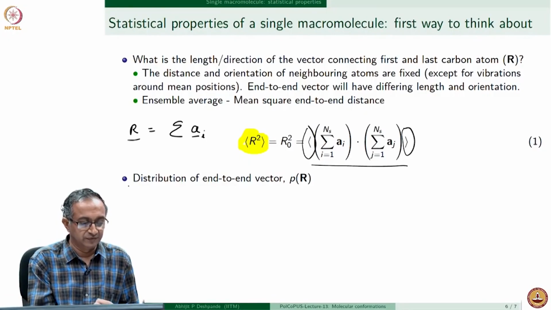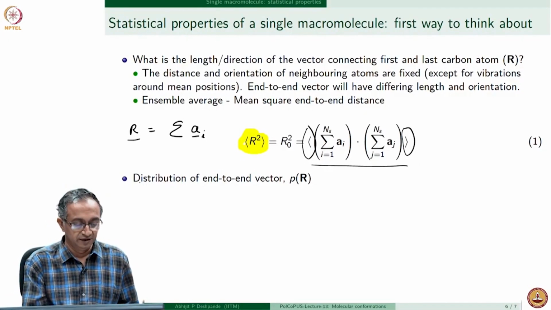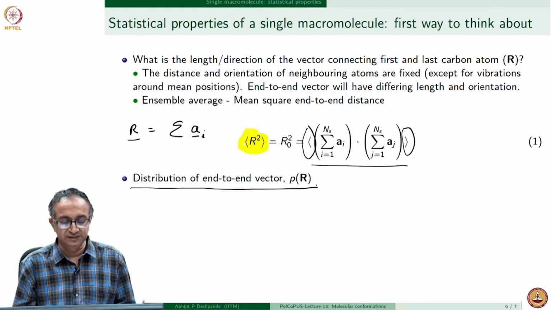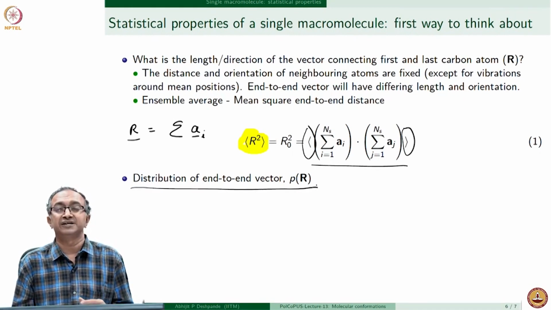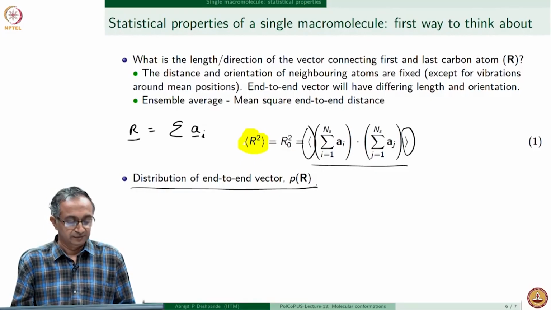So therefore we can describe different types of properties, different types of chains, by specifying this end-to-end vector and the probability associated with a specific instance of conformation of a macromolecule.